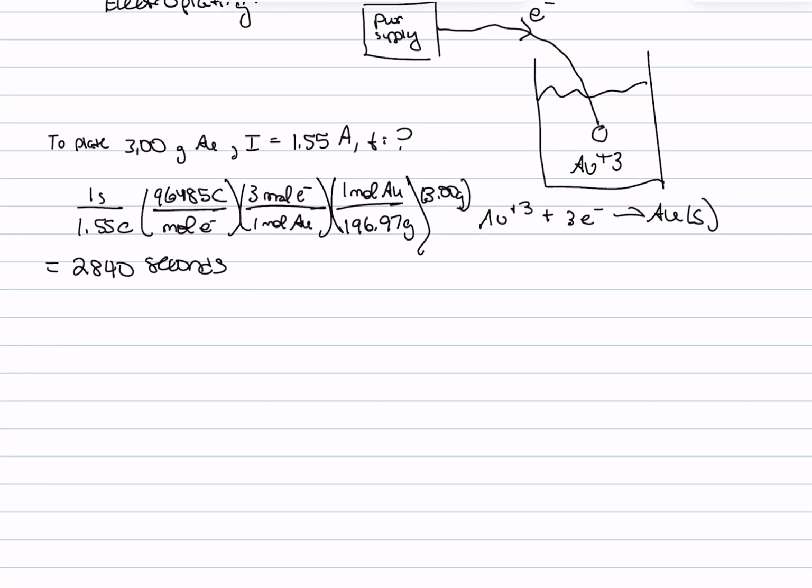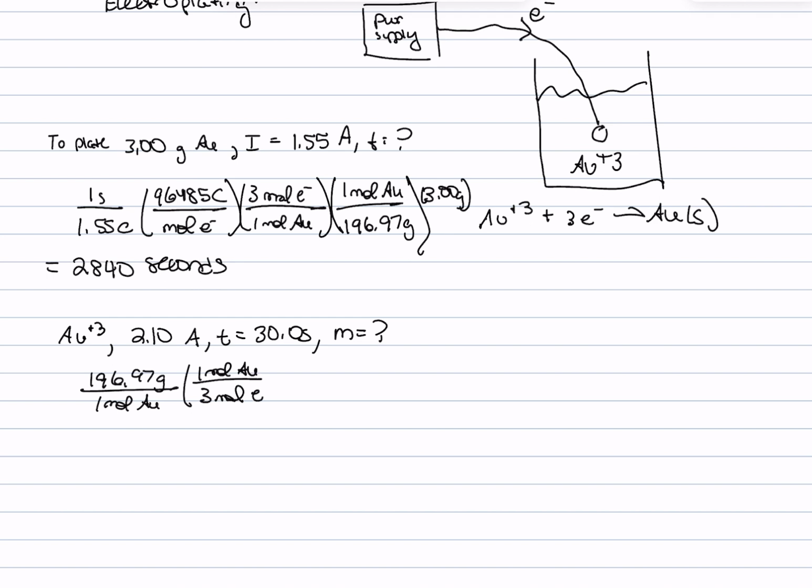And the final example is trying to find the mass given that the current is 2.10 amps and the time is 30 seconds. And so similarly, we're setting up the ratios so that they all cancel and leave the unit grams, which turns out to be 0.043.